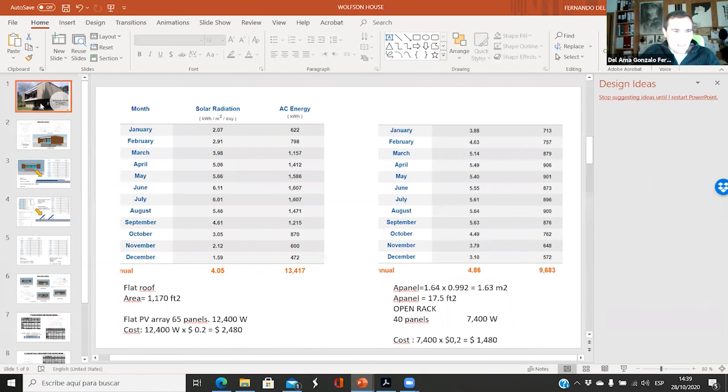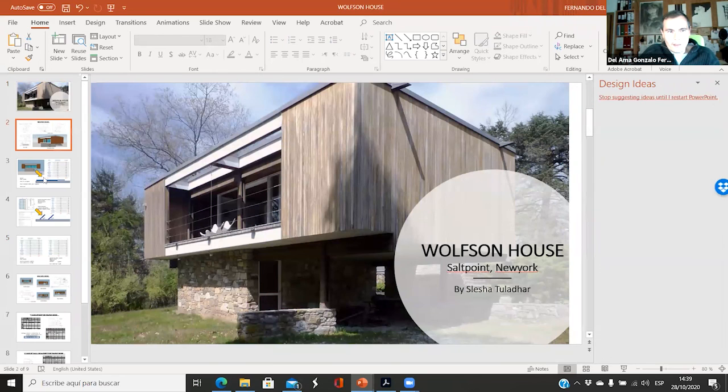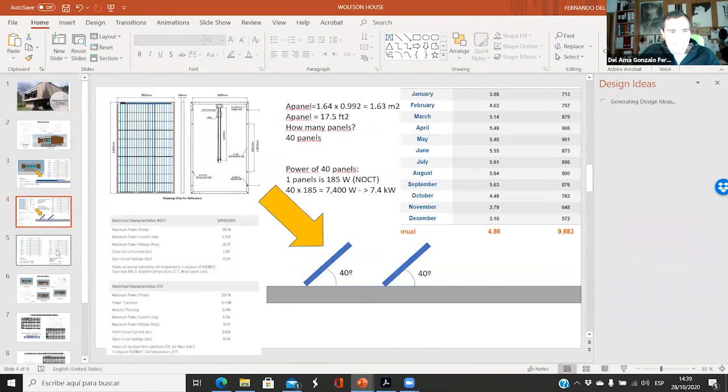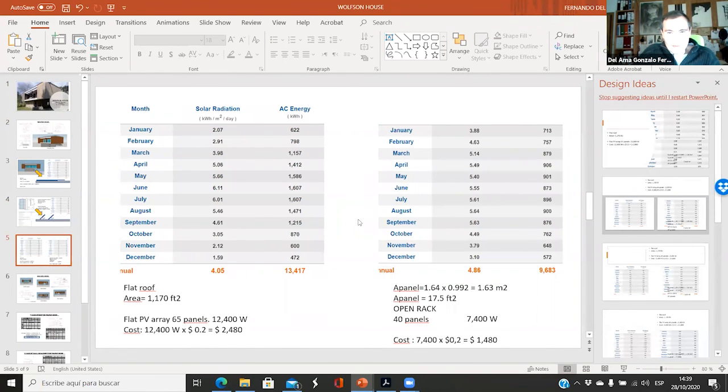Anyway, if you are working with this Wolfson house, this is the solution to the problem. So you have different options. Now you have to let me know what option you want to use for your house.